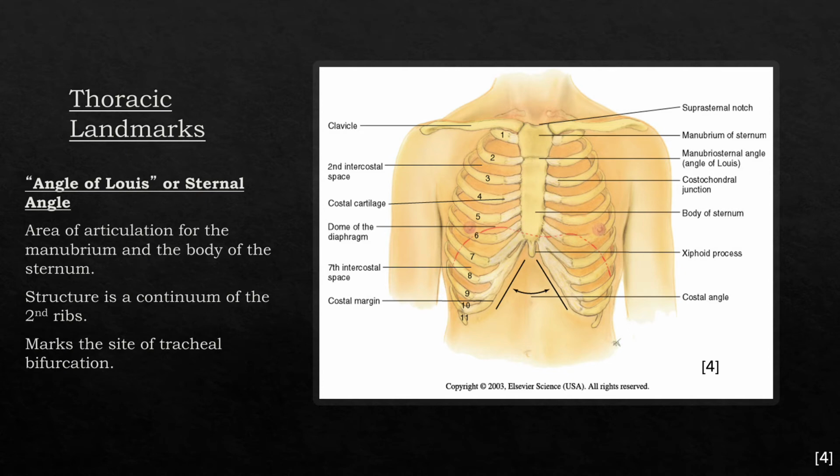So the first one that I want you to look at is the sternal angle, or the angle of Louis, and that's the area of articulation of the manubrium and the body of the sternum. So right where the manubrium, if you remember the analogy, the knot of the tie, meets the body of the tie, or the body of the sternum. And that is usually a continuum of the second rib. And that marks the site of bifurcation of the trachea.